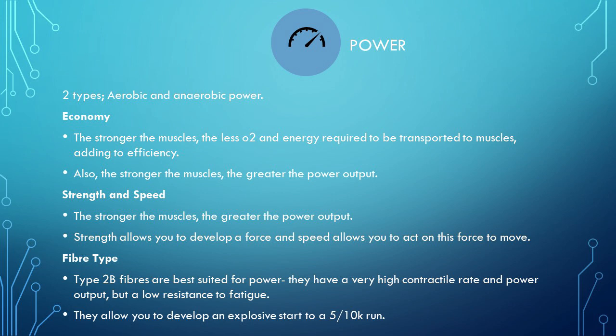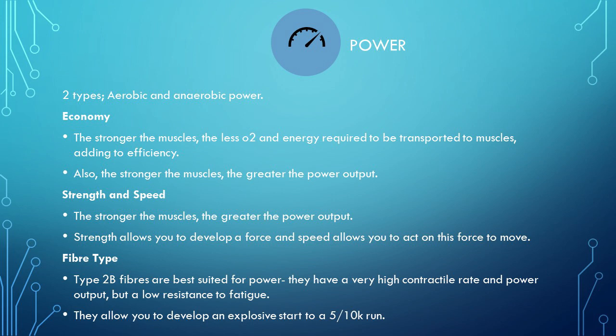Economy. This relates to the quantity of oxygen required to move at a particular speed and generate power. The stronger the muscles, the greater the endurance, and the less oxygen and energy required to be transported to muscles, adding to efficiency. Running economy can be improved by strength training, altitude exposure, and training in warm environments.